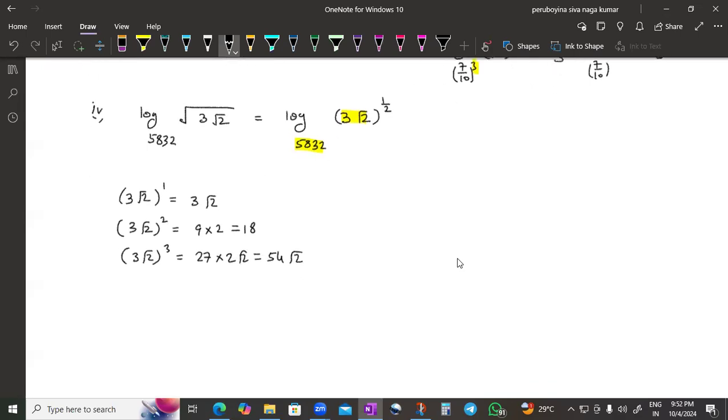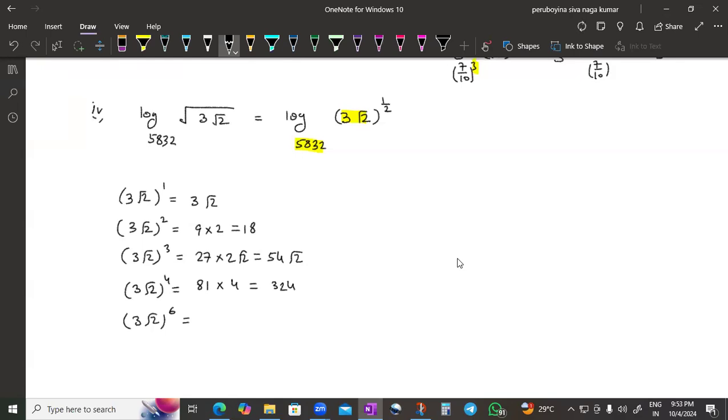Okay. And next, what should we do? So 3 root 2 power 4, 3 power 4 is 81. Root 2 power 4 is how much? 2 square is 4. So if you calculate, 4 8s are 32, 324. 3 root 2 power, definitely it should not be power 5. So I am going with power 6, because even powers, because it does not have any root in this number 5832. So that's why I am only checking the even powers.